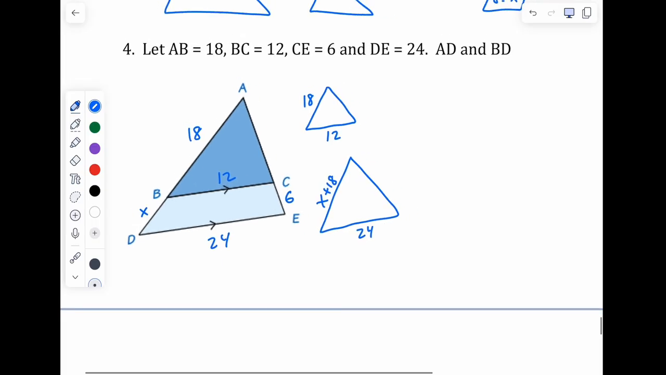Again, I could do scale factor. If you're like, well, this is easier with scale factor, then do it, okay? Because I think on this problem, for sure it is easier with scale factor. But let's just do it the proportion way, and then we'll talk about the scale factor way. Okay, I'm going to do 12 over 24 first. 12 goes with 24 as 18 goes with X plus 18. Then I have to cross multiply.